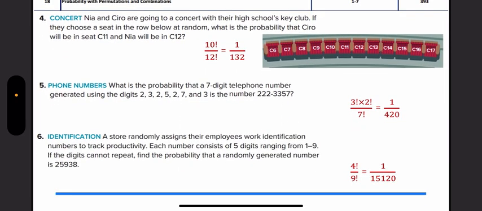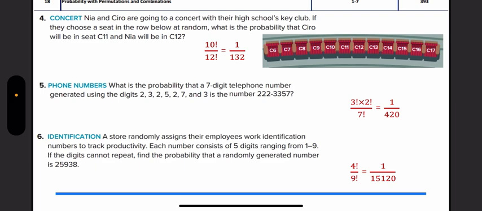Okay, let's see the next. Nia and Kiro are going to a concert. Sorry, Shabab, because I'm reading from the mobile. Nia and Kiro are going to a concert with the high school's key club. If they choose a seat in the row below at random, what is the probability that Kiro will be in seat C11 and Nia will be in C12? I will speed up a bit because the questions look like they are repeated, all right?